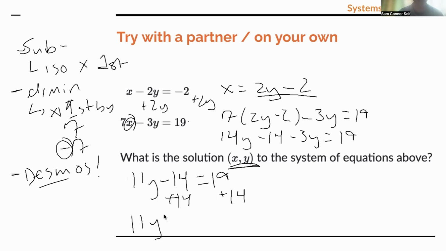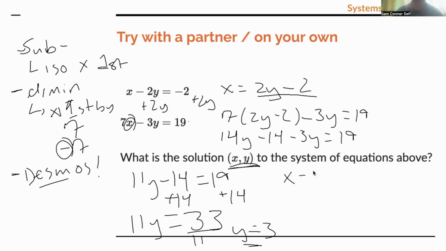And you're going to get 11y equals, so positive 33, and then 33 divided by 11 is going to be 3. And then, like the other questions, you're going to take this y equals 3, half of the solution, and you're just going to plug it back into one of these two original equations. So again, I'll plug it back into the first equation because the math will just be a little bit nicer.